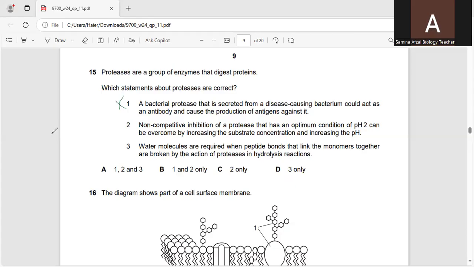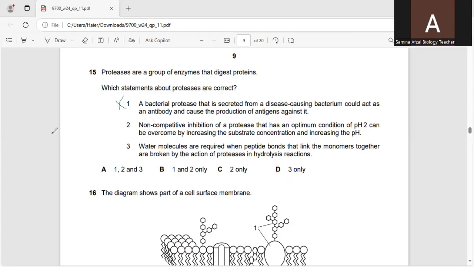So this is not the correct statement. The second: non-competitive inhibition of a protease that has an optimum condition of pH 2 can be overcome by increasing the substrate concentration and increasing the pH.